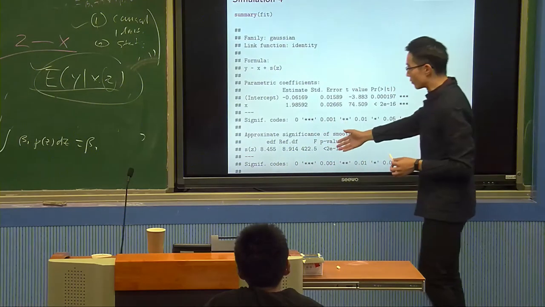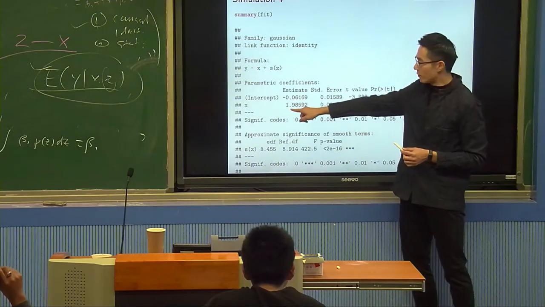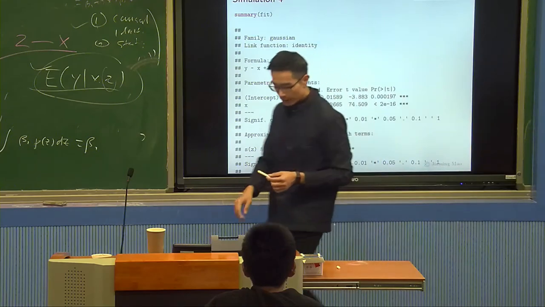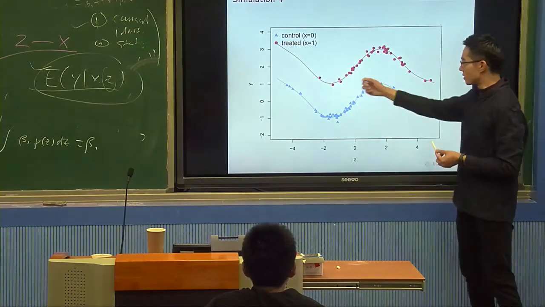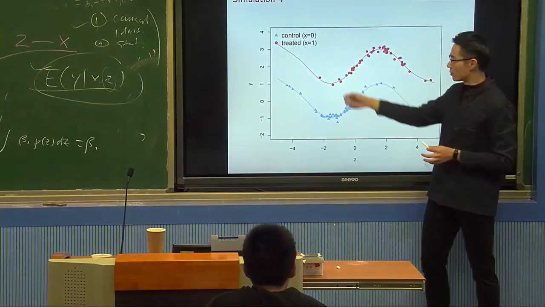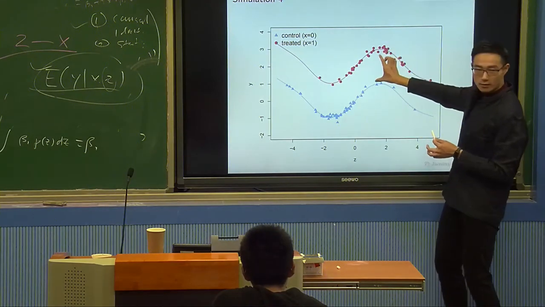And here's the result. Once we do that, we get the correct causal effect. We get the correct treatment effect, where the treatment effect is 2. Right, so we get it out. And this is our fit. So you can see the fit is very good. Even though we don't know it's a sine, we're able to approximate the sine function very well, and we get the correct treatment effect out.